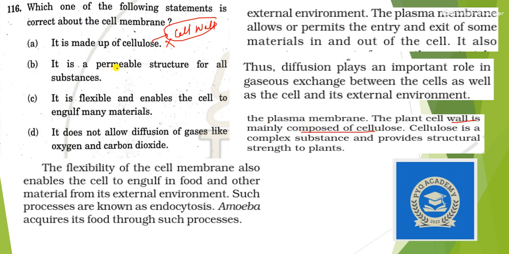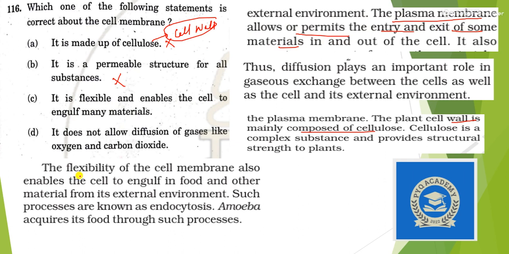So answer: okay, now is it a permeable structure for all substances? No, you can see here the plasma membrane, or cell membrane, allows or permits the entry and exit of some materials, not all materials. So this is wrong. It is flexible and enables the cell to engulf many materials.